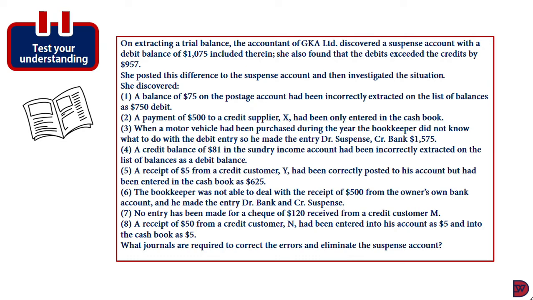The bookkeeper was not able to deal with the receipt of $500 from the owner's bank account, and he made the entry debit bank and credit Suspense. 7th, no entry was made for a check of $120 received from a credit customer M. 8th, a receipt of $50 from a credit customer N had been entered into his account as $5 and into the cash book as $5. So you realize that the 7th and the 8th will not cause any difference in the trial balance. So what journals are required to correct the errors and eliminate the Suspense account?